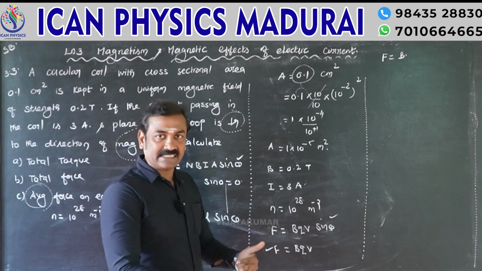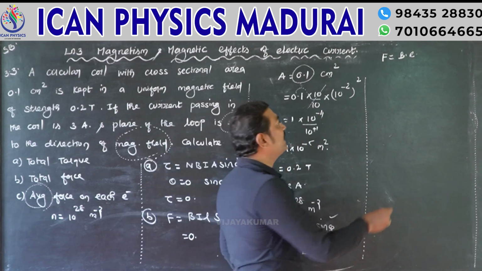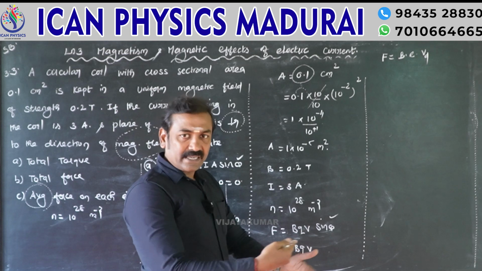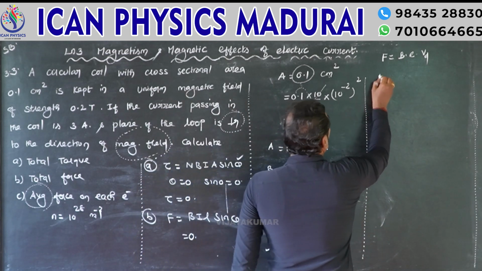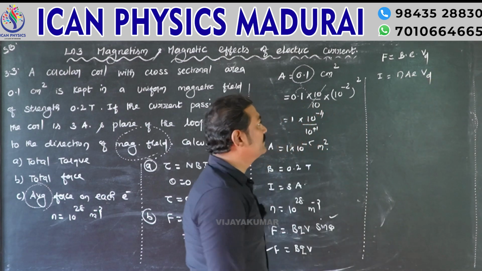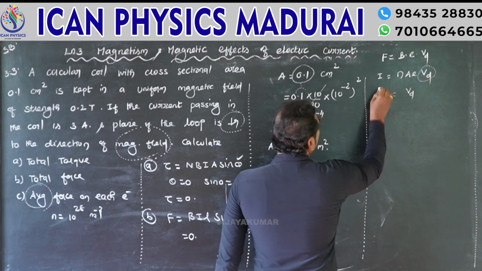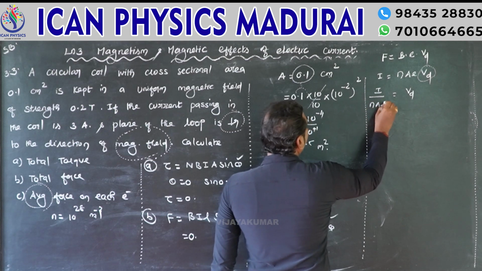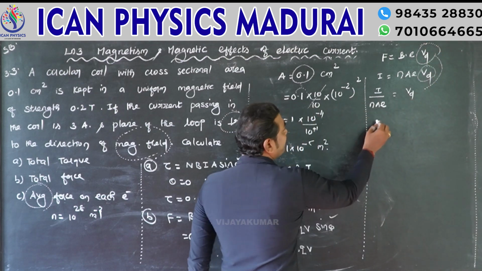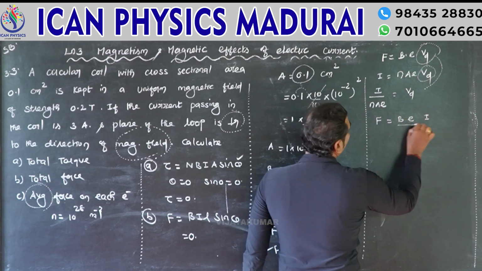Here they are giving the word electron, so it is e. And v is the drift velocity. Now, what is the relation between current and drift velocity? I equals n A e v_d. So v_d equals I by n A e. Now, instead of drift velocity, we can substitute this value. So F equals B e into I by n A e.